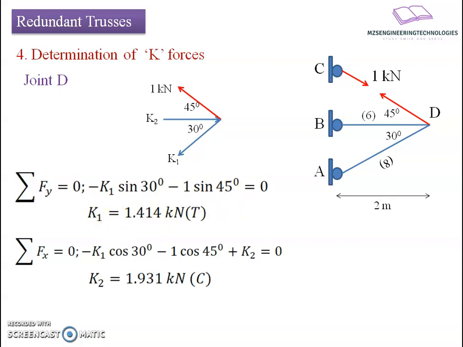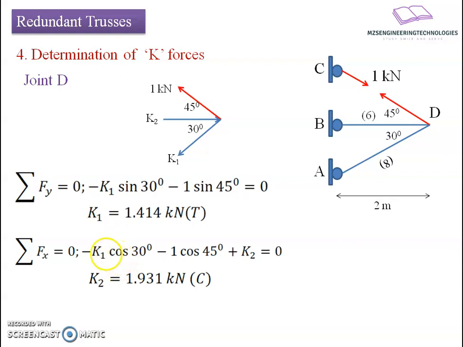Similarly, if we write the static equilibrium equation along the horizontal direction, we can get the equilibrium of the forces like minus K1 cos of 30 degree going towards the left hand side, minus 1 cos of 45 degree going towards the left hand side, plus K2 going towards the right hand side equals 0. From this, K2 results to be 1.31 kilonewton compressive in nature.